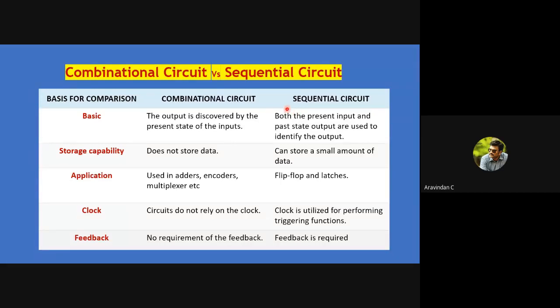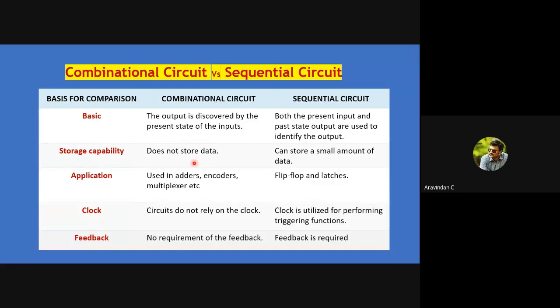Mainly, what is the difference between combinational and sequential? Since you have already gone through it in the theory, I'll give only a small glimpse, because we have to go into the experiment. In combinational, it all depends upon the present input and present output. If I give an input, I get an output immediately. Whereas in sequential, I have the present input as well as the past state output. So here we care about the past state conditions also, whereas in combinational we do not talk about past outputs.